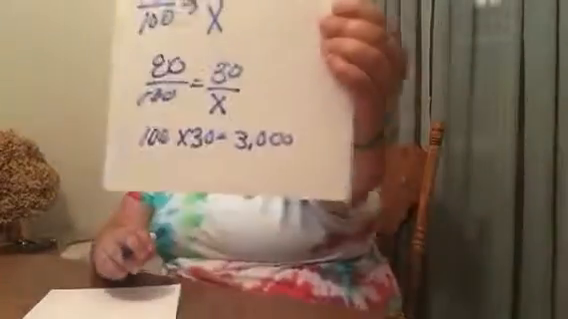You would do 100 times 30 to give you 3,000, and then 3,000 divided by 80 equals 37.5, which equals a grand total of $37.50 that you made total for washing cars.